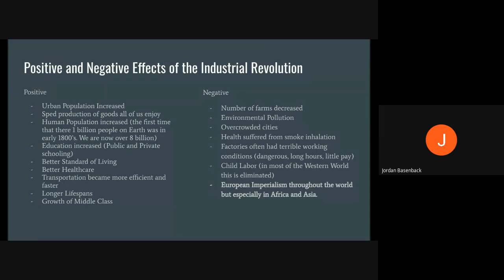All right, so with all of that being said, the Industrial Revolution was an incredibly important time and significant event in human history. The world would never be the same because of it, for both positive and negative reasons. And we can see a clear difference in history before the Industrial Revolution and after the Industrial Revolution.